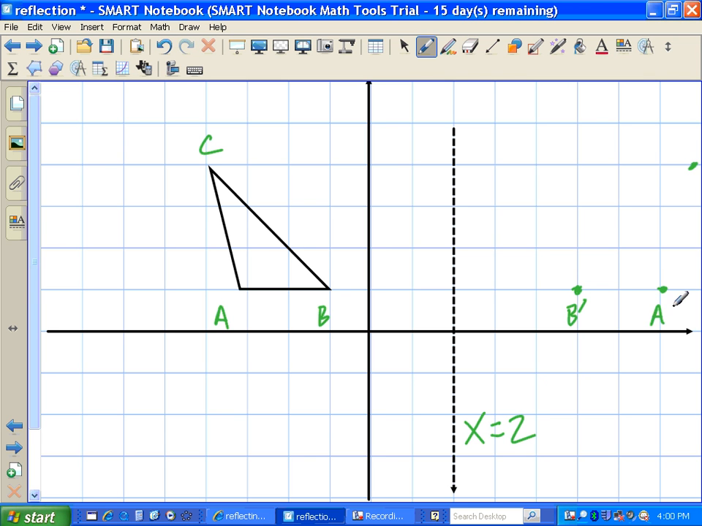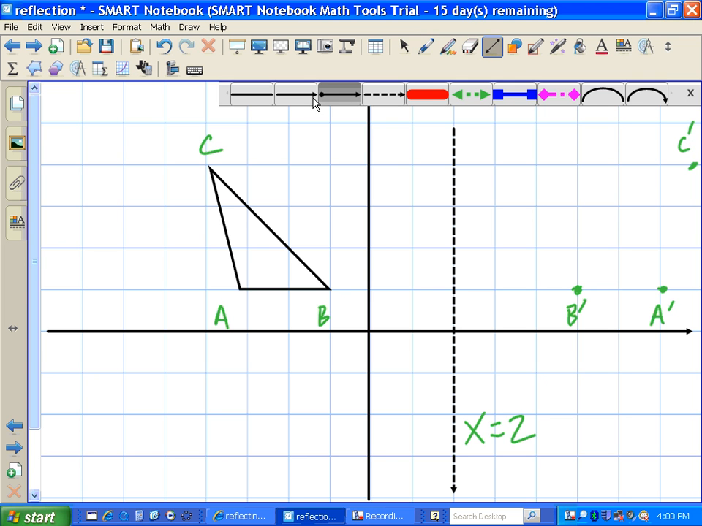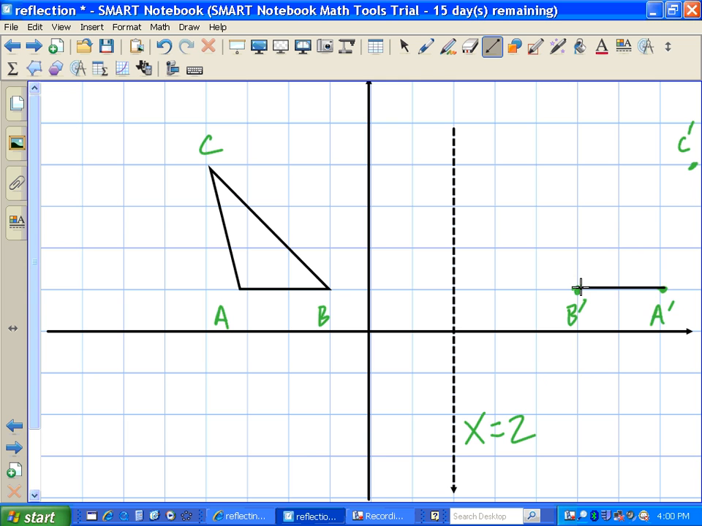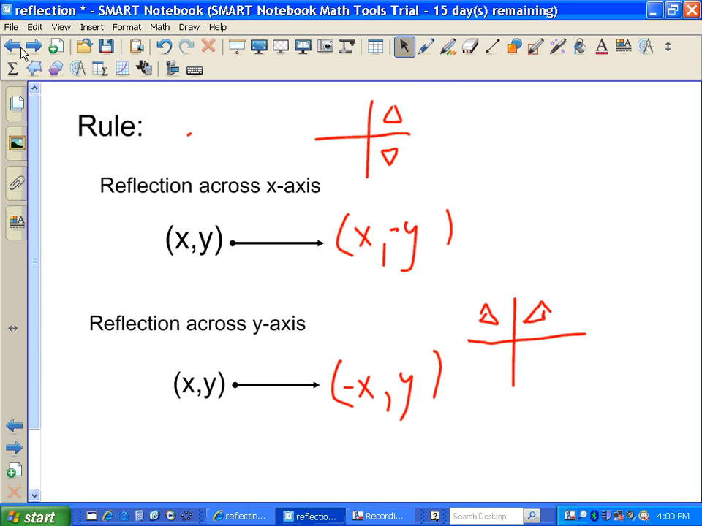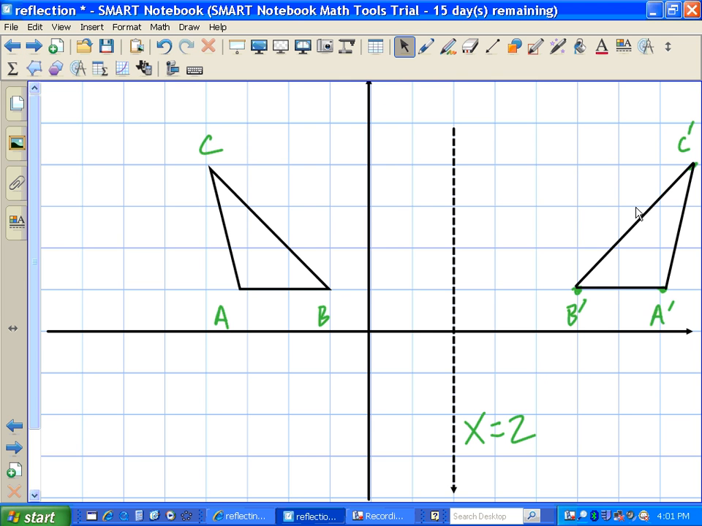So this one was A primed. That up there is C primed. And let's use the line tool to make it look nice. We reflect that point over that line, and we get something that looks like that. So we can reflect over any line. We have a rule if we have rules for just over the x and the y-axis, but we have a brain to do it when it's about some other line.